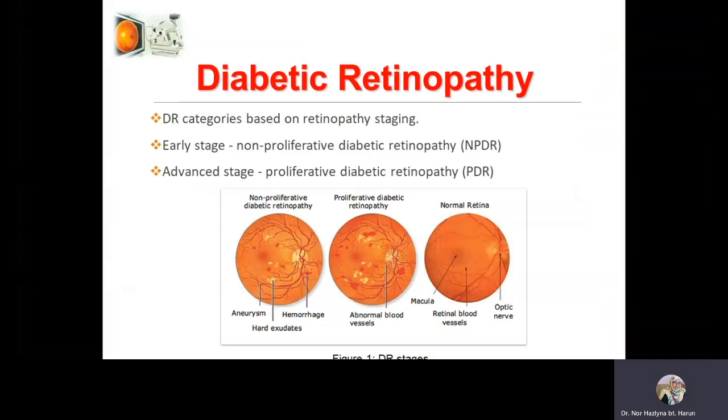Figure 1 shows the DR stages. From the right-hand side is the normal retina, in the middle is PDR, and the left-hand side is NPDR.